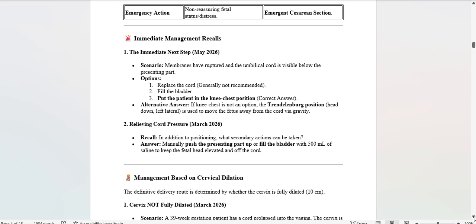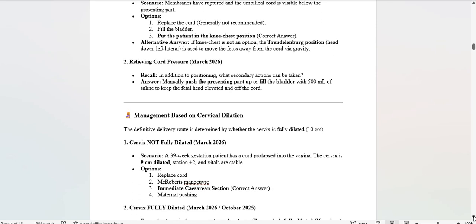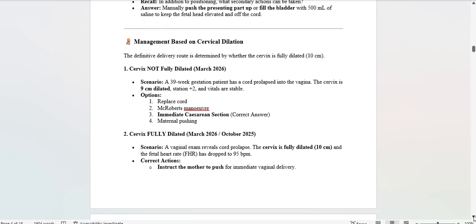Okay, in addition to positioning, what secondary action can be taken? Manually push the presenting part up and fill the bladder with 500 ml of saline to keep the fetal head elevated off the cord. Now in the March recall, they have been asking the same: in addition to positioning, what secondary action can be done? After positioning the woman, we manually push the presenting part up, right, and fill the bladder with 500 ml saline to keep the fetal head elevated and off the cord.